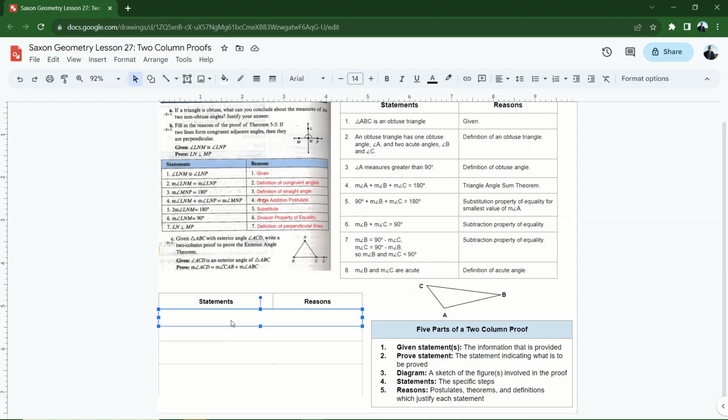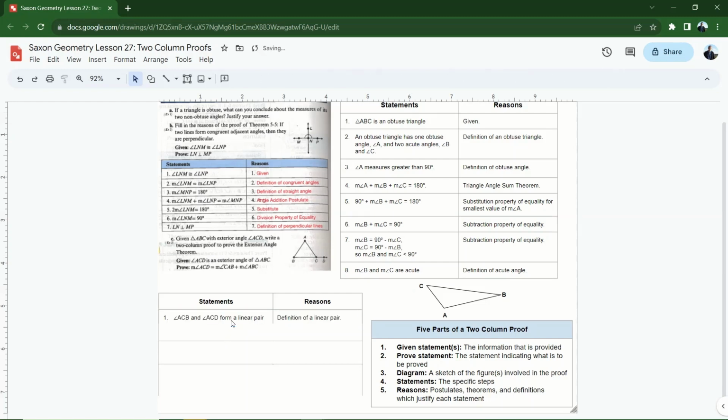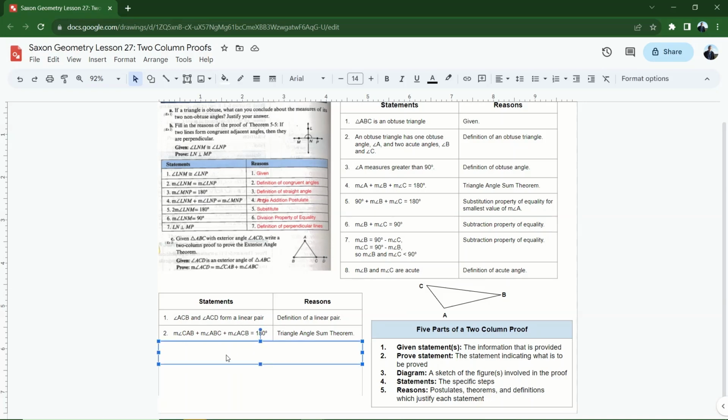Now, how are we going to flow through this argument? Well, first of all, I'm going to note that ACB and ACD are a linear pair by the definition of a linear pair. And what that means is that when I add them together, they're going to equal 180 degrees. But I know something else that equals 180 degrees. All 3 angles in my triangle are 180 degrees. CAB, ABC, and ACB. Okay, notice I have all 3 angles in my triangle represented here. By the triangle sum theorem, those equal 180 degrees. So does my linear pair.